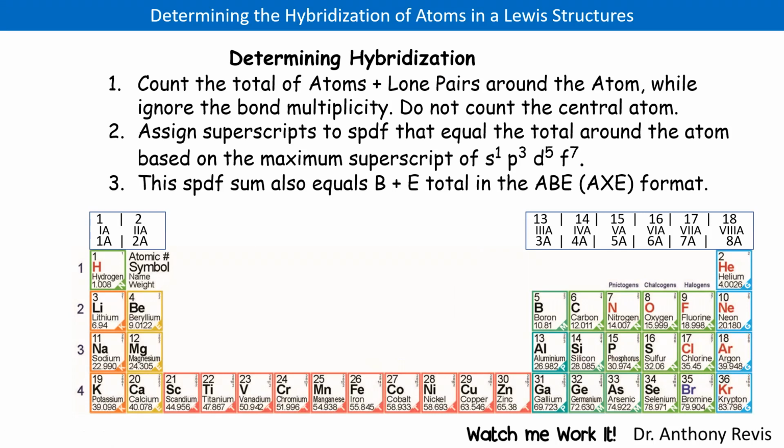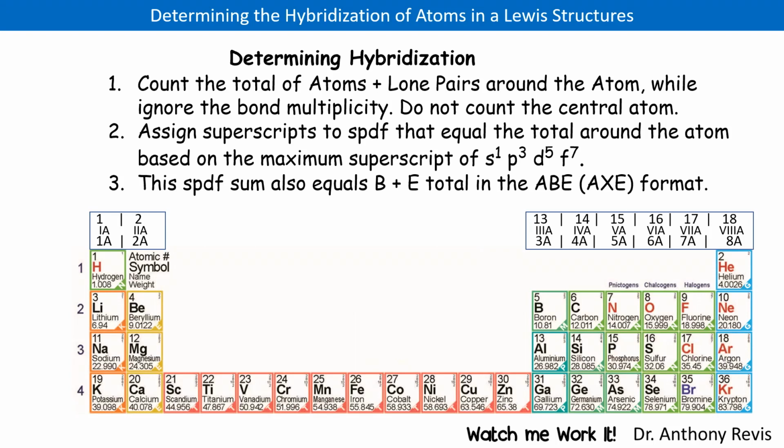Next, assign superscripts to SPDF orbital locations that equal the total around the atom, based on the maximum of each: S can add 1, P 3 because there are 3 degenerate levels, D 5 because there are 5 degenerate levels, and F 7. Essentially, these are geometrical locations to place the atoms and lone pairs around the central atom in. Got it? By the way, the SPDF sum also equals the B plus E total in the ABE or AXE format. So if you sum up your AB and E, that's the number you're looking for to be around it.